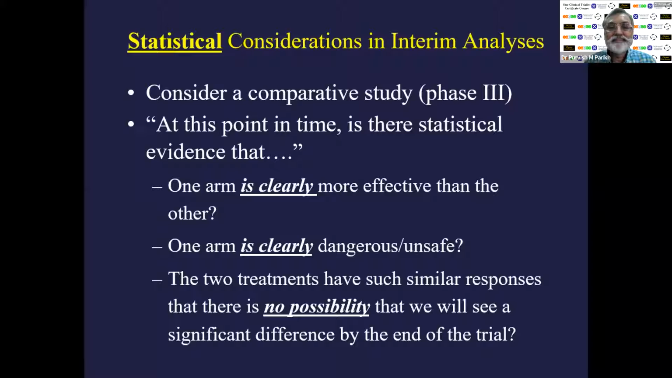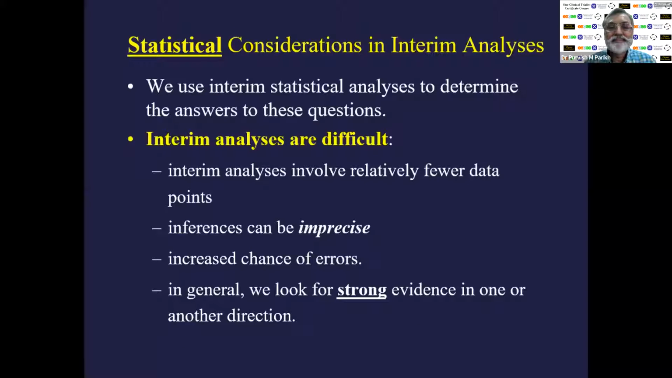Number two, one arm is clearly dangerous or unsafe. In other words, overwhelming detriment. The third, the two treatments have such similar responses at this interim time point that there is very little probability that a significant result will emerge in the end. In other words, futility. Now, all these questions need to be framed in a statistical framework, and then they need to be answered using appropriate techniques.